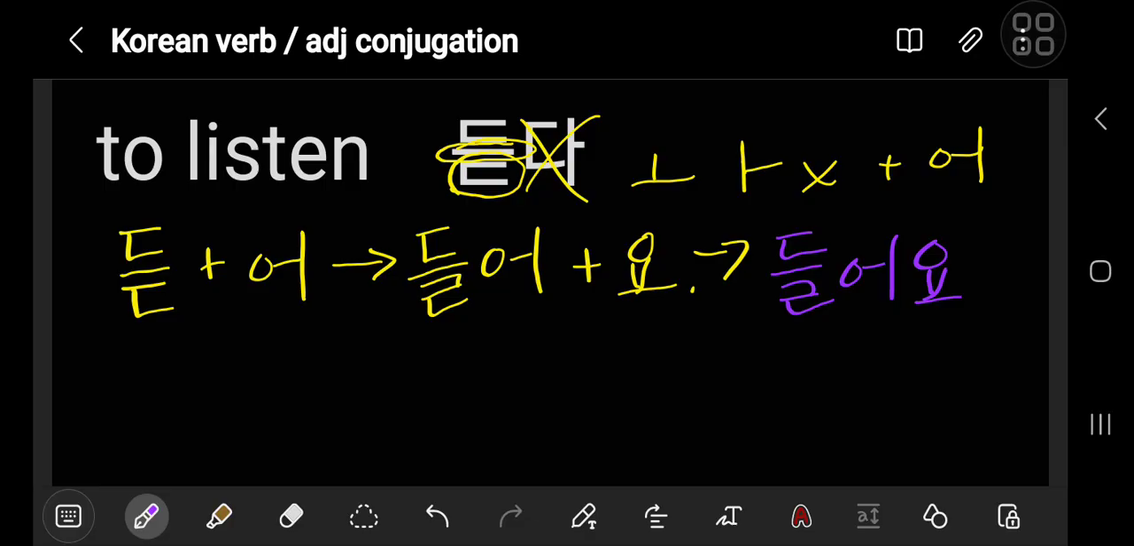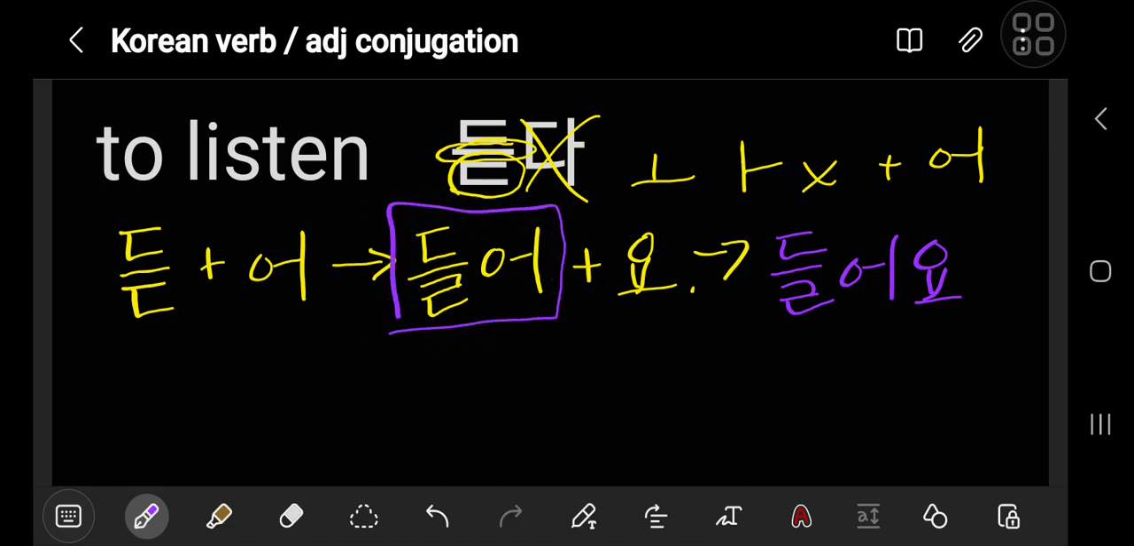들어요 to my words. Listen to my words. Yeah. I am 들어요. I am listening. And 잘 들어. Listen well. 잘 들어. Yeah, it's not 듣어. 잘 듣어요. 잘 들어요. That 리을 has a little bit of a flap, a little bit of a roll.